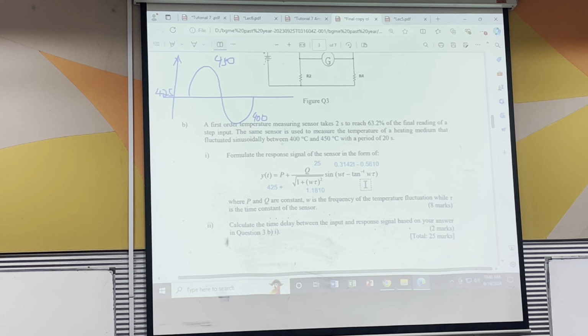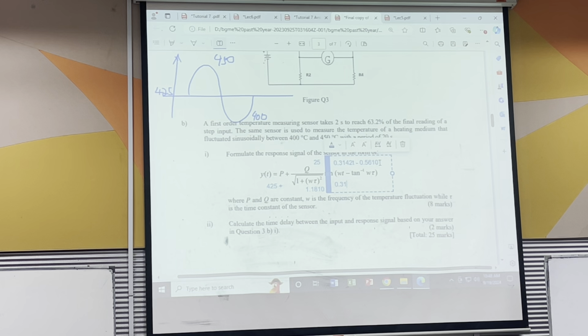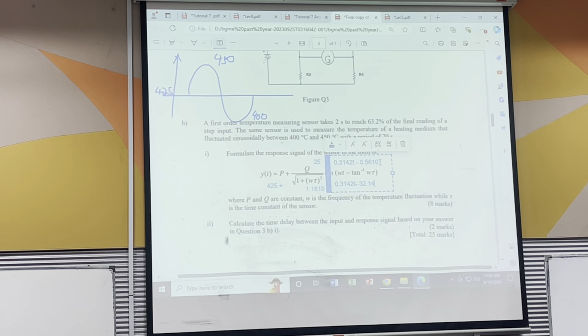So it's not wrong. If you do it in degree mode, it's 32.14. This one is radian mode. So if you do it in degree mode, 0.3142 t minus 32.14 degree.